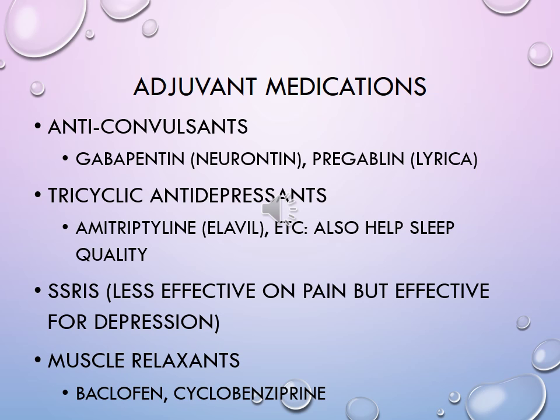Adjuvant medications are like your anticonvulsants, so your gabapentin, which is also called Neurontin, your Lyrica. You could do tricyclic antidepressants like amitriptyline, which on the other side also helps with sleep quality. You could do SSRIs. They're less effective at pain, but they can help with the depression. And then muscle relaxants like baclofen or cyclobenzaprine. Sometimes these are added to other analgesics to aid in relieving the neuropathic side of the pain.